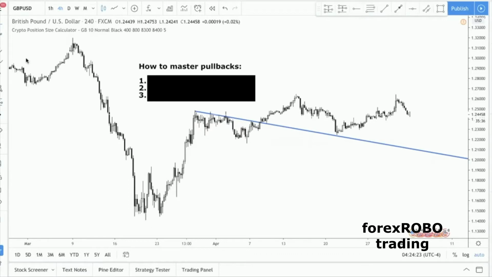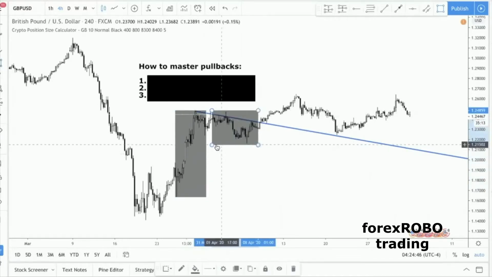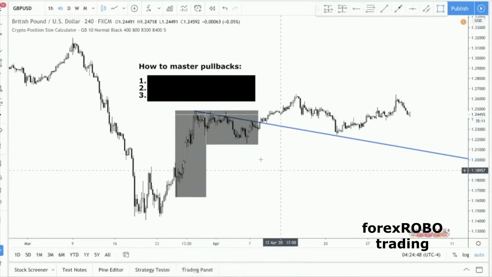So now pullbacks actually have a prerequisite. Okay, you must have a trend. Okay, let me just draw it for you. There must be a predominant trend first, then you trade the pullback. Okay, so for example, in this case, you have a trending move up, otherwise known as an impulsive move, and then you have a corrective move, which is the retracement.